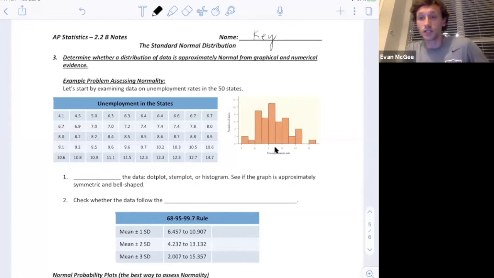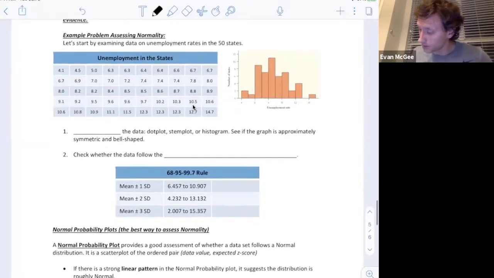This is the final video from 2.2, and it's all about determining if a distribution is approximately normal using a graph or numerical evidence. So let's look at the unemployment rates from 50 states. The first thing you can do is plot the data, which I've already done, so you don't need to do it. I've got a histogram showing, and you're just going to look. Does it look normal? Does it look symmetric? So it's unimodal, and it looks approximately symmetric, so that's a good start.